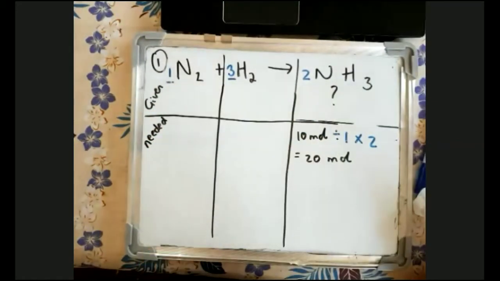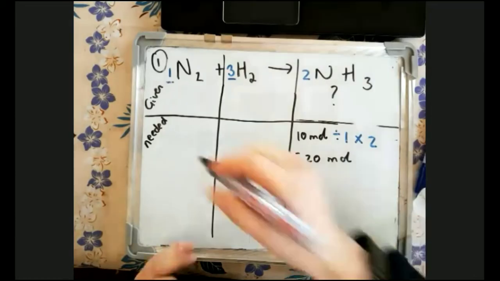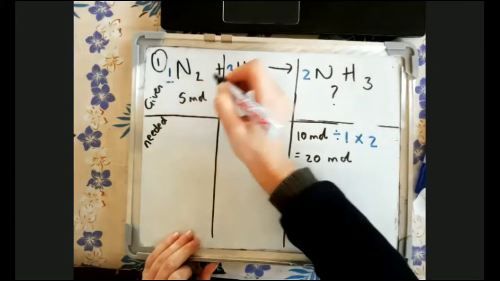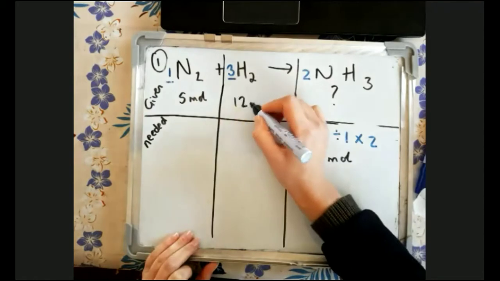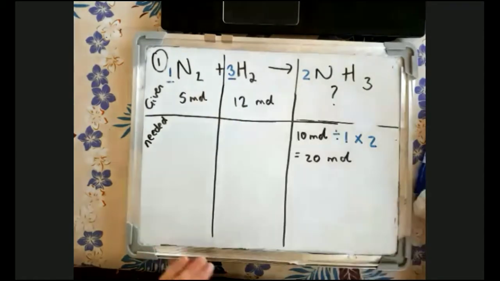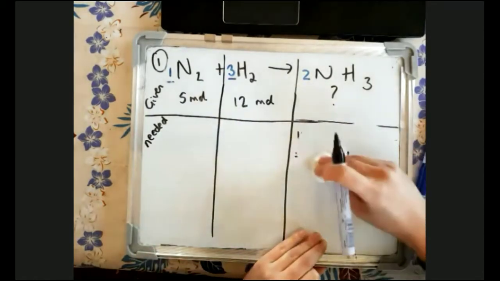So let's say you were given 5 mole of this, and you were given 12 mole of H2, and once again, I ask you to work out how much product is formed.